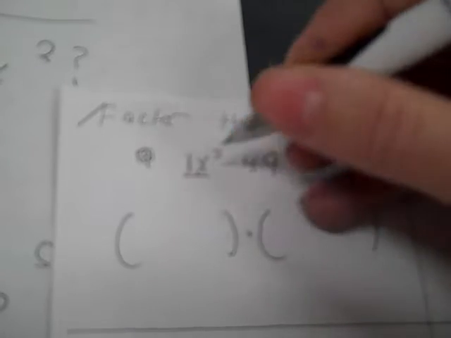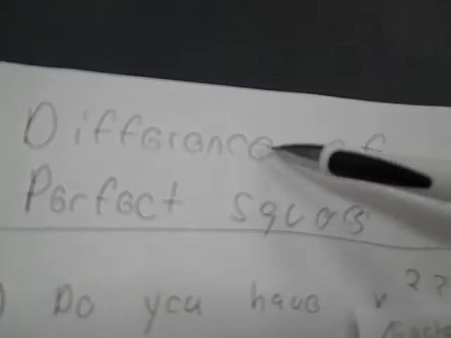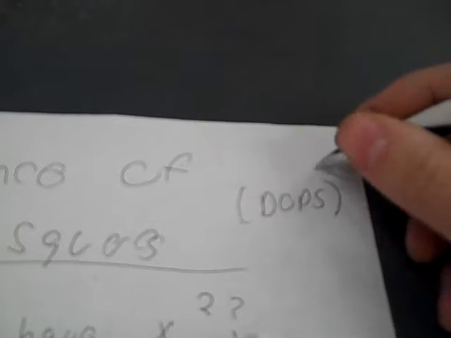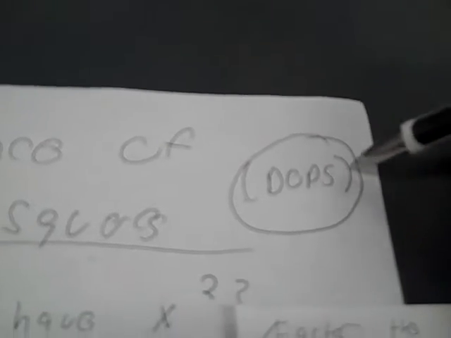So we're going to learn a new type of factoring with 2 terms. Again, GCF's 1, so I don't worry about that. Now, this technique here is known as finding the difference of perfect squares. It's known as the DOPS method. Difference of perfect squares.